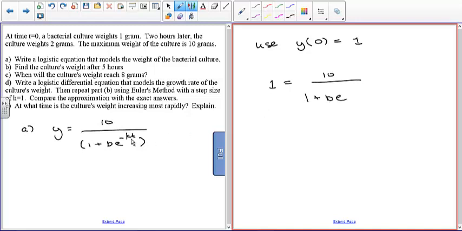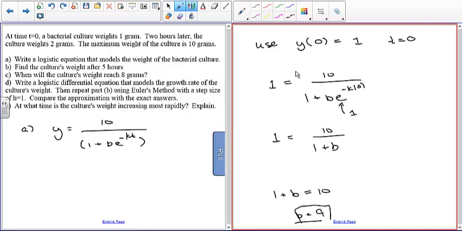And when you set t equal to 0, you're going to have e to the minus k times 0. But of course, e to the 0 is 1. So you get 10 over 1 plus b. This goes to 1. You multiply both sides by 1 plus b, subtract 1 from both sides, and you get 9. So b's 9. So we've got that part of the equation.